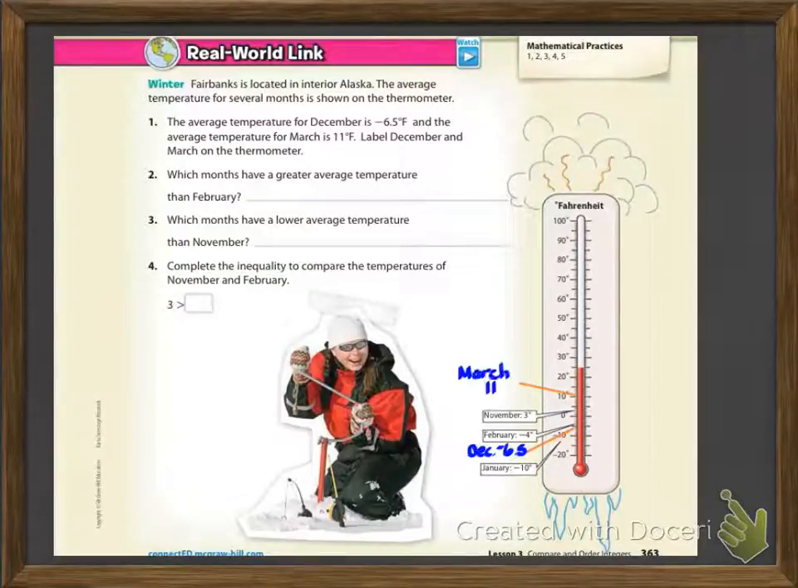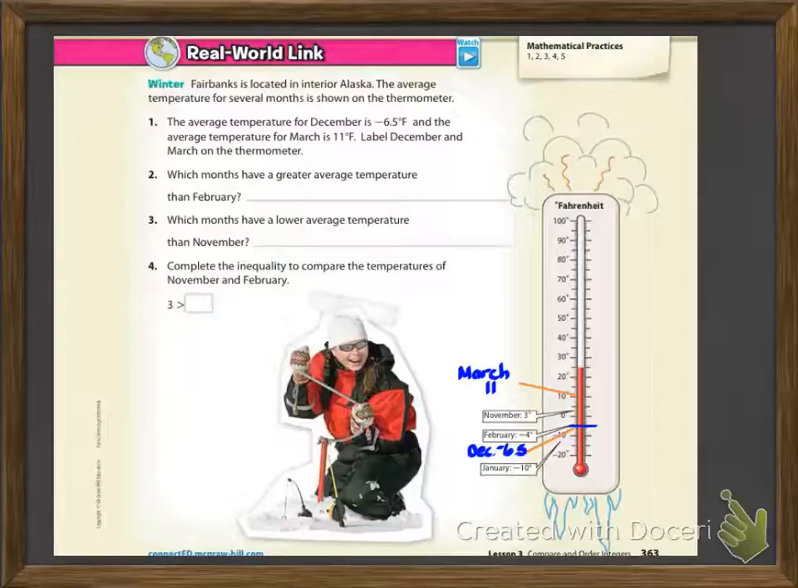So you can see here, December, I went ahead and found, I kind of drew an arrow as best as I could because it's so tiny. It's going to be just beneath where the negative 5 mark is. Now this is your negative 5 line right here that I just drew in blue. So negative 6.5 is just below that.